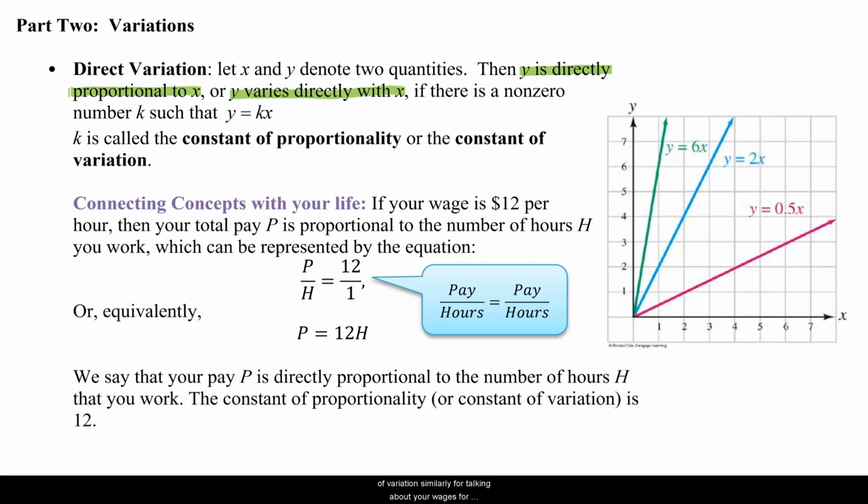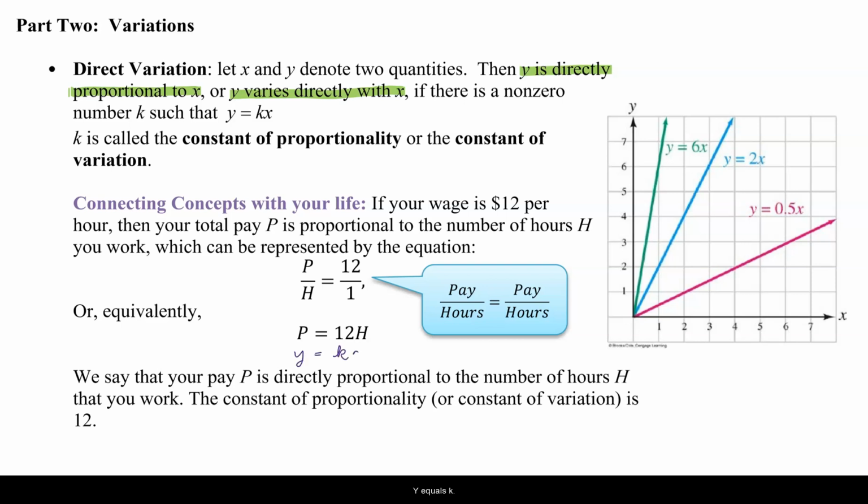Similarly, if we're talking about your wages for your job, we can create a proportion for your wages. $12 per hour, okay. Then our pay is proportional to the number of hours we work. The more hours we work, the more we get paid. So that's that direct variation. When one variable goes up, the other one goes up too. And if we were to multiply this proportion by the least common denominator, h, we would end up with this equation, p equals 12h, that we then have to solve. And this is what we mean by that direct variation.